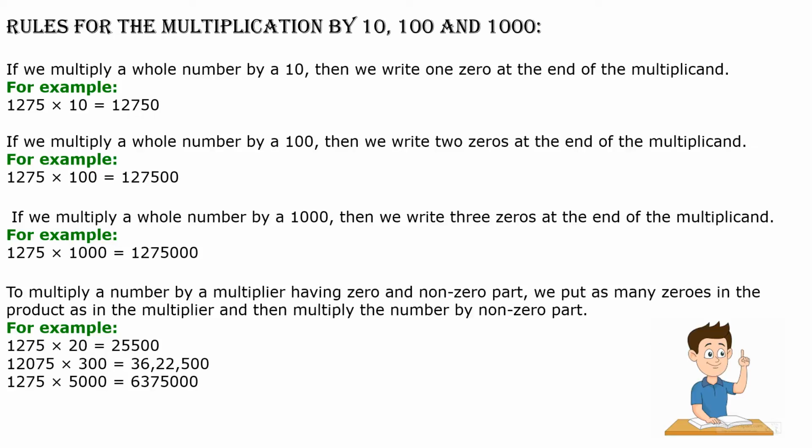12,075 into 300. So 12,075 into 3 I will do and then I will add 2 zeros. So this will be my product. Now 1275 into 5000. So 1275 into 5, that gives me 6375 and in 5000 there are 3 zeros. So I'll place those zeros towards the end of the product. Isn't it easy? I'm sure with practice you are going to be masters.